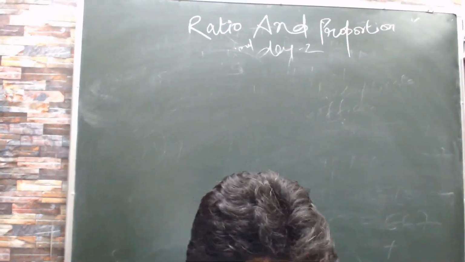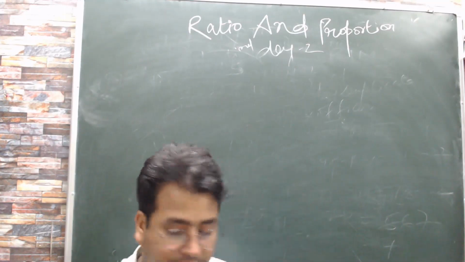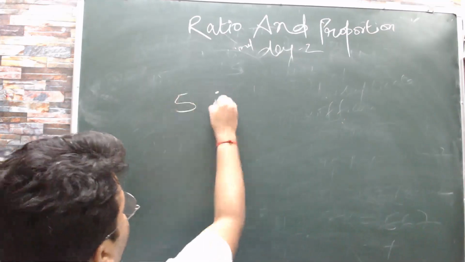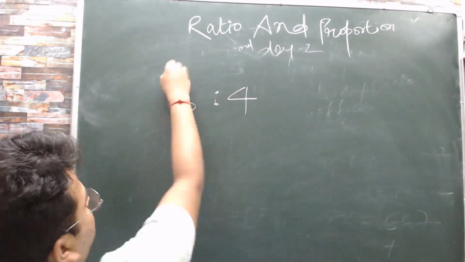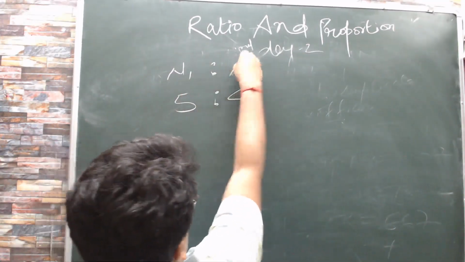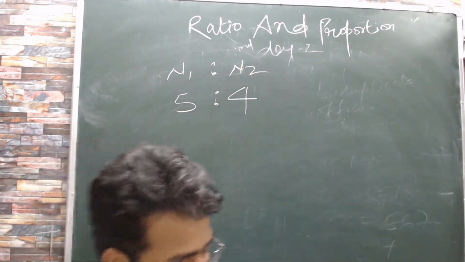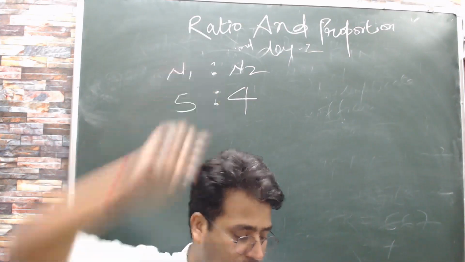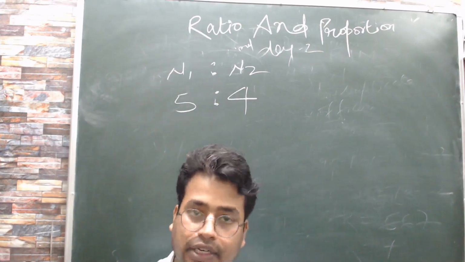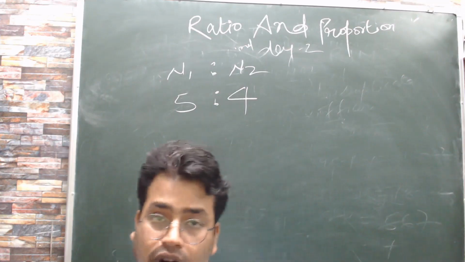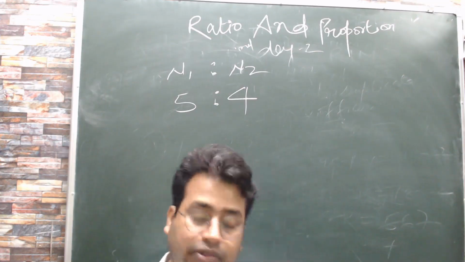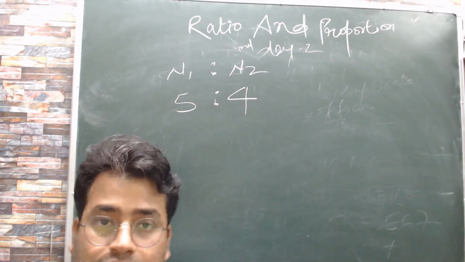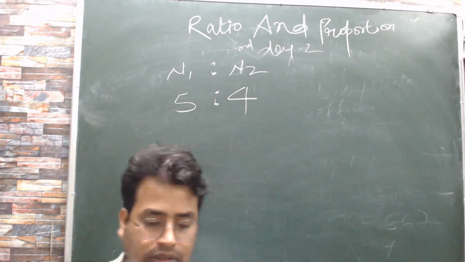So your next question is, there is a ratio of 5:4 between two numbers. This is the two numbers. Write again: there is a ratio of 5:4 between two numbers. Full stop. If 40% of the first number is 12, then find the 50% of the second number. Right? Do it.